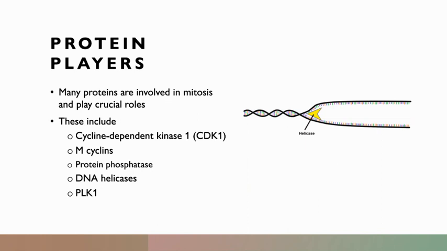The final protein we will cover is polo-like kinase 1, otherwise known as PLK1. This is an important regulator of mitosis and is a serine threonine protein kinase and is essential for centrosome maturation, mitotic chromosome segregation, cytokinesis, and DNA damage response. As it is highly expressed during mitosis, elevated levels are found in some different types of cancer.